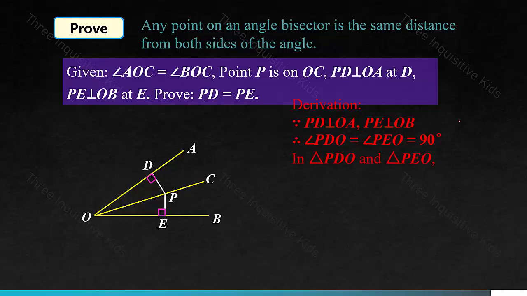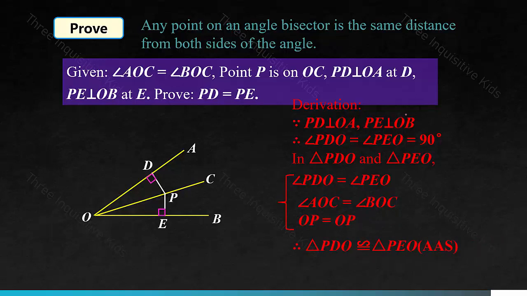And in triangles PDO and PEO, angle PDO would equal angle PEO, angle AOC equals angle BOC, and OP equals OP. So now we know that these two triangles, PDO and PEO, are congruent because of the angle-angle-side theorem, which means that PD is equal to PE because the triangles are the same.